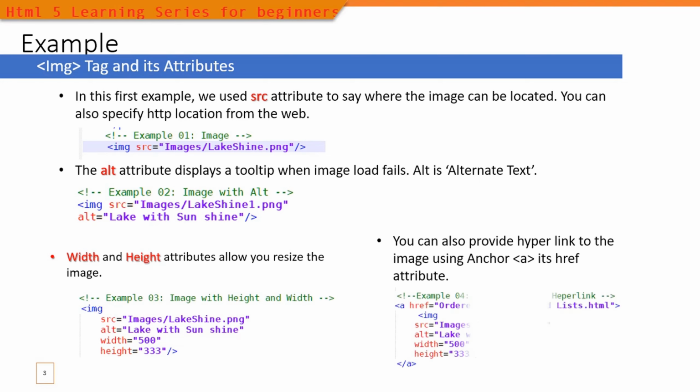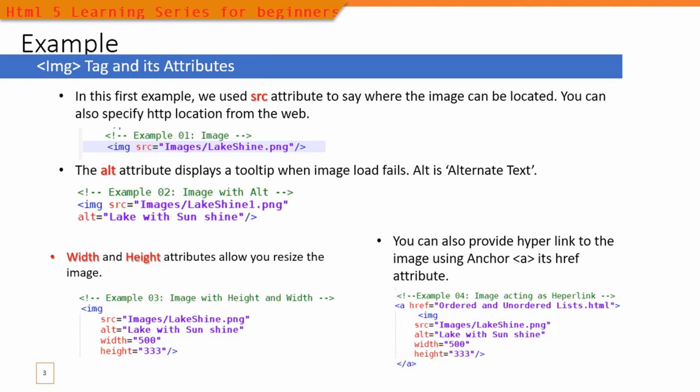Now have a look at this example. Here first we opened an anchor tag, and in that anchor tag we specified a HTML document. So what document we are linking, that we specified using the href. So then anchor tag is closed. So in between this anchor tag, we specified the image. So usually we can use a text also here.